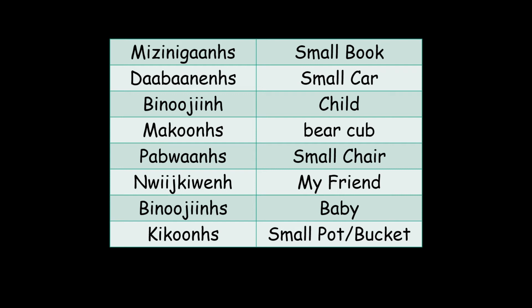Kikos. You may have noticed the words for small bear or bear cub and the word for small pot or small bucket both use the double O vowel. The first is makos, and the second, kikos. These are a good example of how the double O vowel, which usually makes the long O sound, occasionally makes the sound of oo, as in spoon. You hear it as oo in makos, and you hear it as o in kikos.